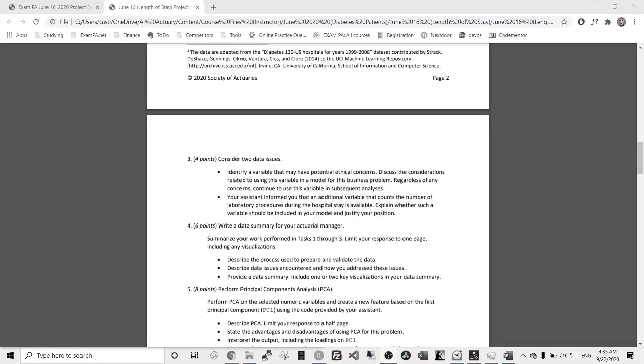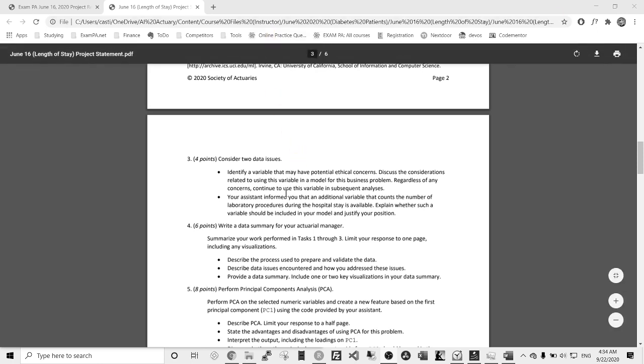Part 2. Your assistant informed you that an additional variable that counts the number of laboratory procedures during a hospital stay is available. Explain whether such a variable should be included in your model and justify your position. Well, first of all, it seems like this would be a very useful thing to include. We already have the number of diagnoses, lab visits, and medications that the person is taking. So it seems natural that we would also have the number of lab procedures.